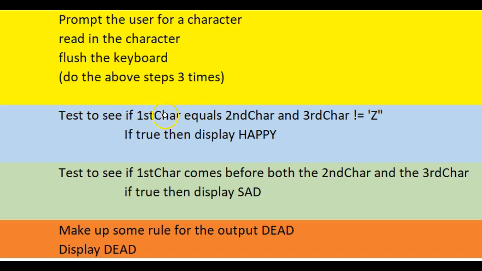Then I'm going to test to see if the first character equals the second character and the third character is not equal to Z. If so, I'll display happy. Then I'm going to test to see if the first character comes before both the second and third. If so, I'm going to display sad. Then I'm going to make something up to display dead. So there's my pseudocode, and that would be in a separate document.